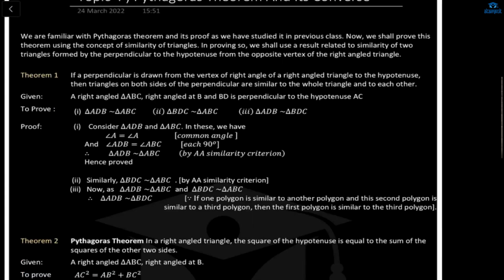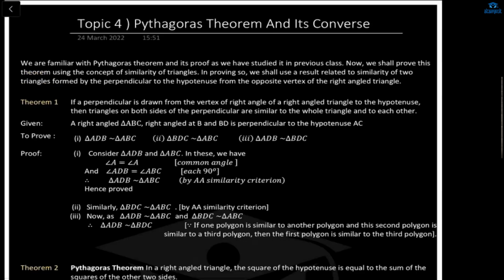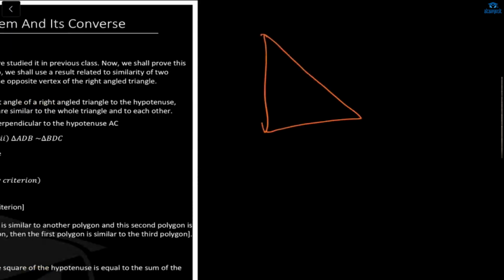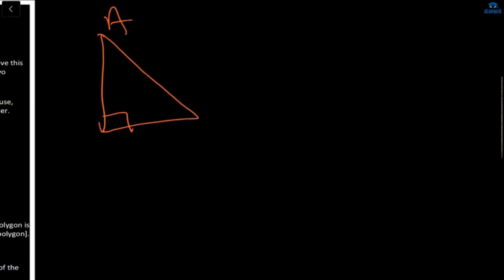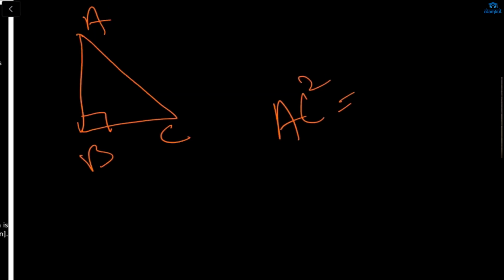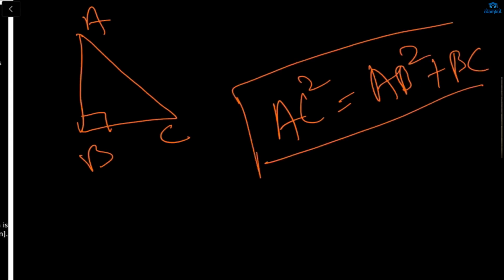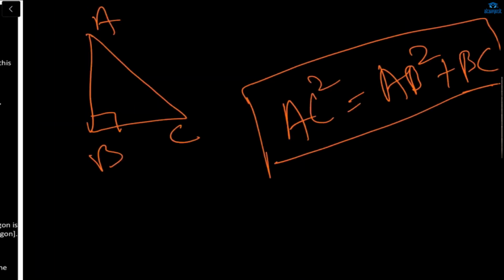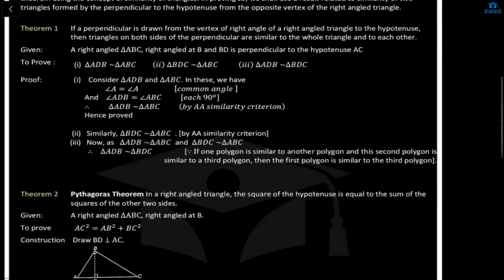Okay, now it's visible. So topic 4 is your Pythagoras theorem and its converse. I think everybody knows what the Pythagoras theorem is. If this is a right angle triangle ABC, then AC square is equal to AB square plus BC square. Now today we'll learn how this condition is proved. So the theorem we will study, and the converse of the Pythagoras theorem also will be covered, and one more theorem.